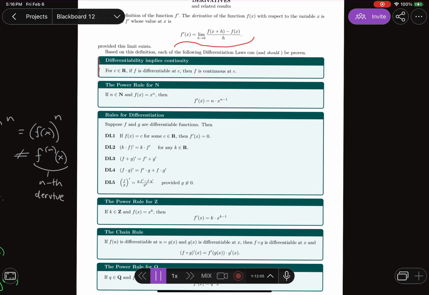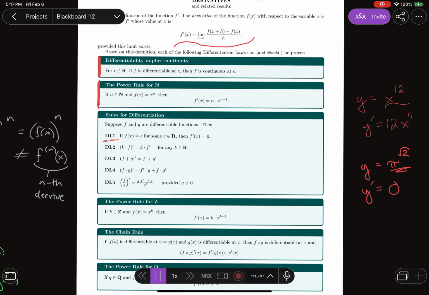We talked about the power rule for the natural numbers. We proved that in class. We now know that if y is equal to x to the power of 12, then y prime is definitely 12 times x to the 11th. We showed that in class, proven. That's really powerful. We now have a machine that tells us the derivative of these different powers. And we also proved this right here. If y is equal to some number, pi to the power of root 2 or something, that means y prime is equal to 0. The slope of a constant function is going to be 0 at all times. That was proven in class.